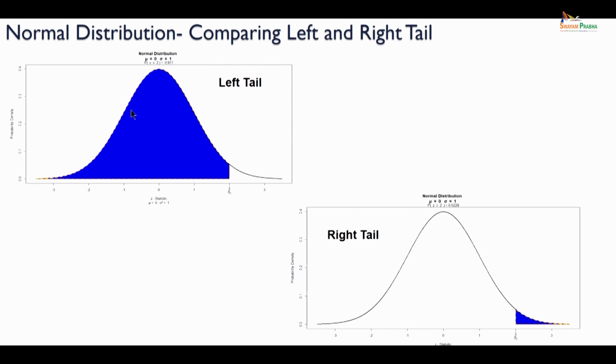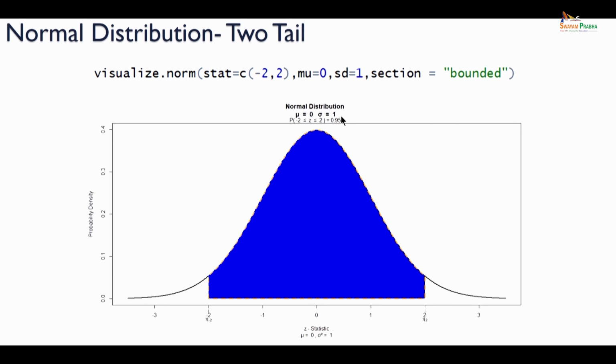If you try to superimpose one on top of the other, you can see that this area is nothing but this. Now let's look at a two-tailed normal distribution. I have changed the section from upper to bounded here, and I need to supply both the lower and the upper limits. The lower limit I am taking here is -2 and the upper limit is +2. This gives me the probability that a value is bounded between these two limits. That is shaded as blue here in the plot, and that probability corresponds to 0.954.